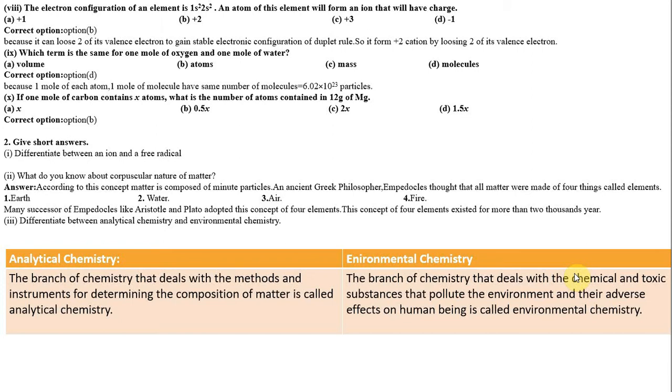In analytical chemistry, the branch of chemistry that deals with the methods and instruments for determining the composition of matter is called analytical chemistry. Environmental chemistry, the branch of chemistry that deals with the chemical and toxic substances that pollute the environment and their adverse effects on human beings is called environmental chemistry.